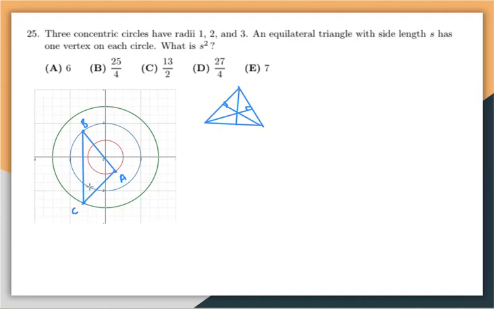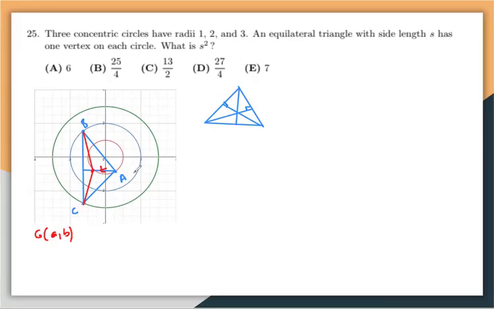So this is my equilateral triangle. If I draw the altitudes, my centroid will be somewhere here, so that's my G. I'm going to call its coordinates A comma B. If I want to find the distance from the centroid to each vertex, I'm going to call that T. So this distance is T, and from here to here is also T.